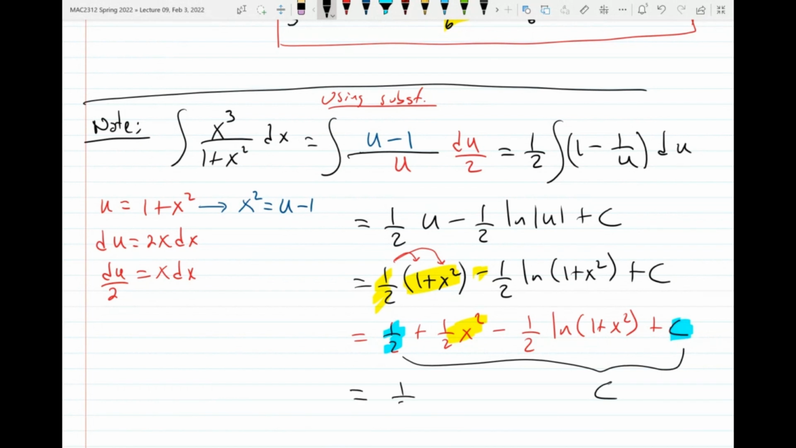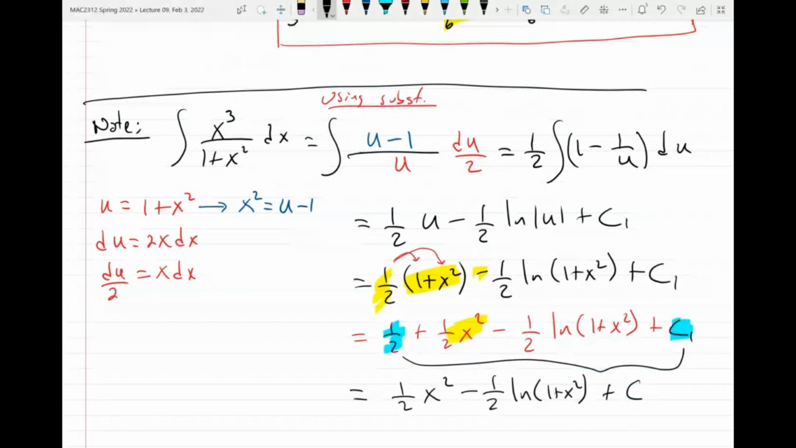So this is just 1/2 x squared minus 1/2 ln of 1 plus x squared, and then plus c, where c here is just an arbitrary, a new constant. If you want, you can call this one c1, and then c is c1 plus 1/2. But it doesn't matter. c1 is arbitrary, so c is also arbitrary. Do you understand?